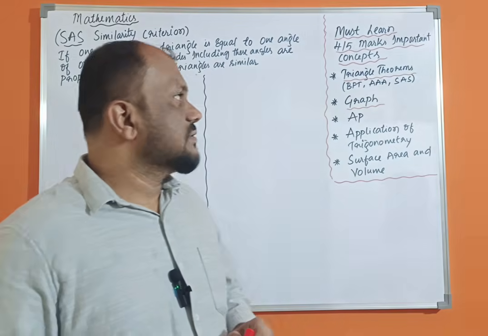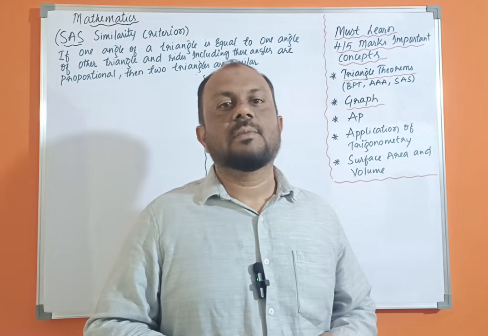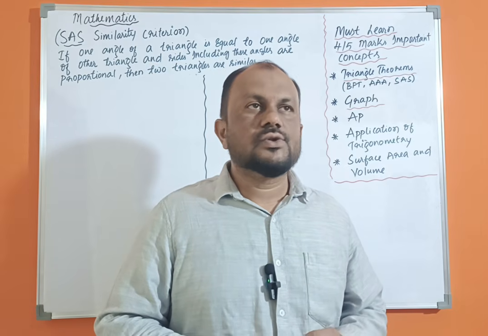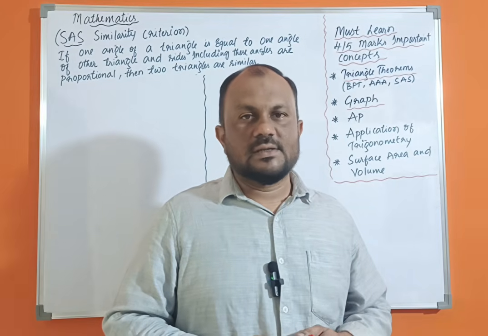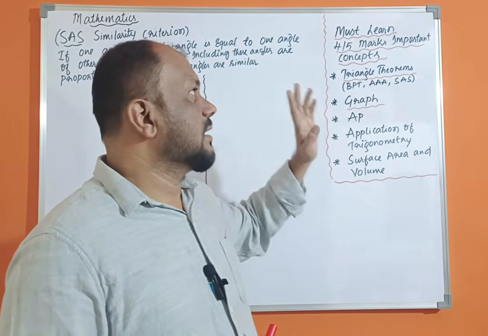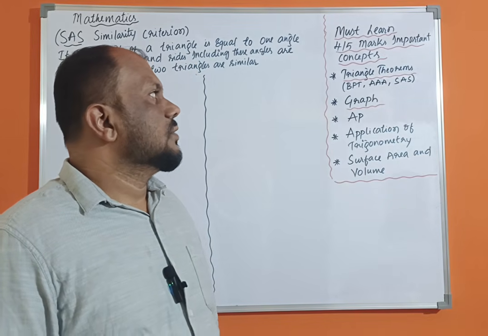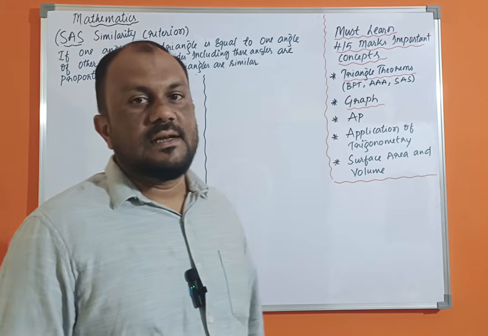There will be 4 sums of 4 marks, which give you 16 marks, and there will be one 5 mark question that will give you the 5 marks. So in total, in this video we can learn around 21 marks concepts. I have listed here the concepts of 4 markers and 5 markers. You can see, the first one is triangle theorems.